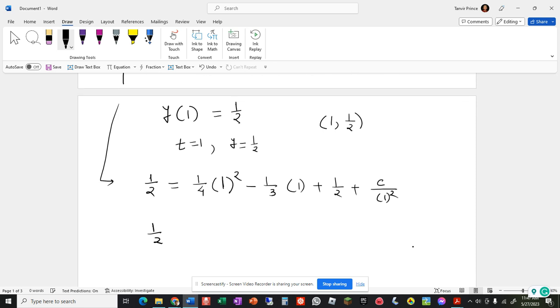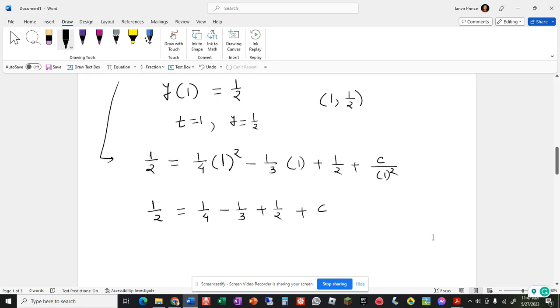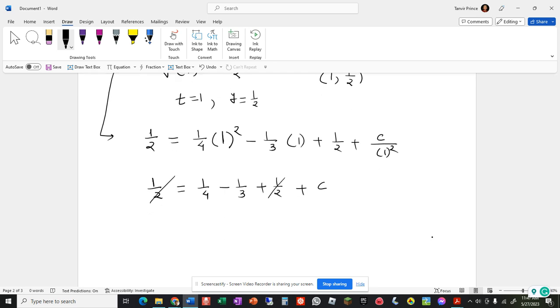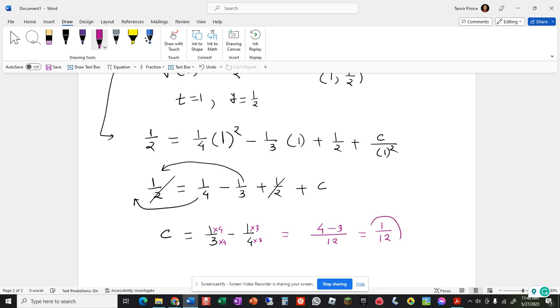Let's find out what is my c. I can subtract 1 half from both sides, so that's gone. So my c is going to be equal to 1/3 minus 1 over 4. You move it to the other side, right? So negative 1/3 becomes positive 1/3, and positive 1/4 becomes negative 1/4. And then here you combine this fraction, you make the denominator the same. So that will be 4 minus 3 over 12, or 1 over 12. So my c is 1 over 12.